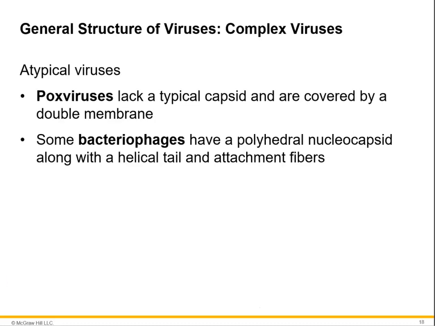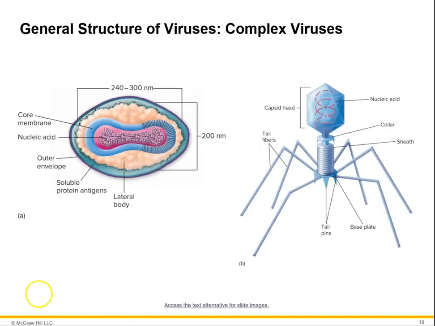Okay, a little bit more on complex viruses. We've got a couple examples here. We have pox viruses. These guys lack a capsid and instead are going to be covered by a double membrane. And then we've already mentioned bacteriophages and how interesting their shapes are. So here is a pox virus with its double membrane. Then over here is a bacteriophage. You can see the capsid head here, which holds the nucleic acid core, and it's through the sheath and out this way that the nucleic acid is going to be transferred into the cell.